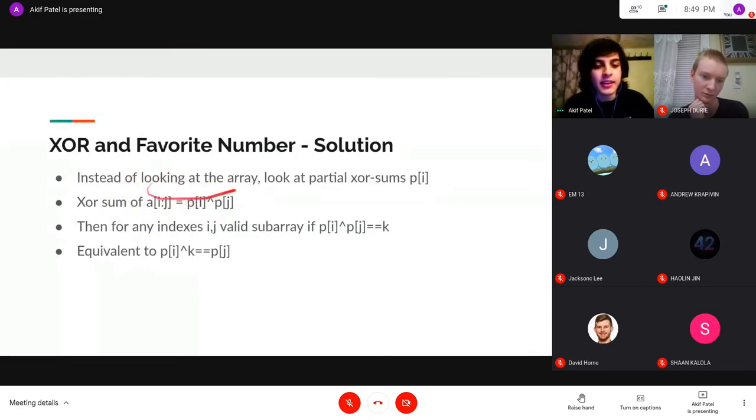This is a nice formula. Then for any two indices I to J, this is a valid subarray if just PI XOR PJ equals K. And this is the same thing as saying PI XOR K has to equal PJ, right? Okay. So can you guys finish the solution now?